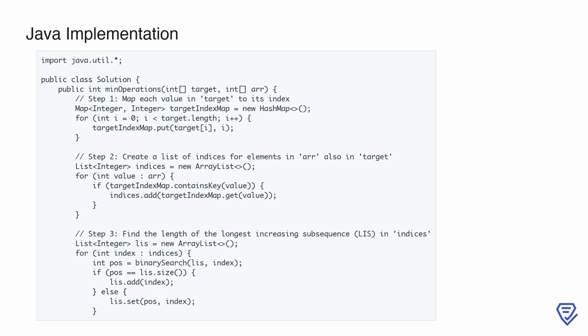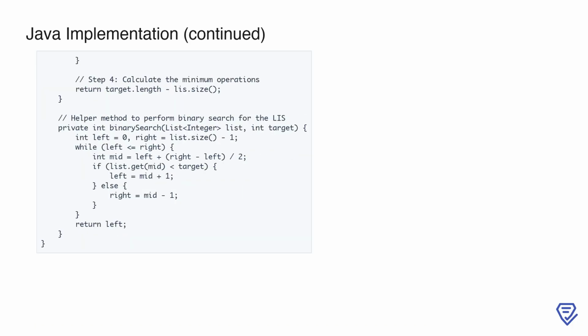For each index in indices, we use a binary search to find its position in LIS. If the index is larger than all elements in LIS, we add it to the end. Otherwise, we replace the appropriate element to maintain the order. Finally, after constructing the LIS, we calculate the minimum operations required. This is simply the difference between the length of the target array and the size of the LIS.